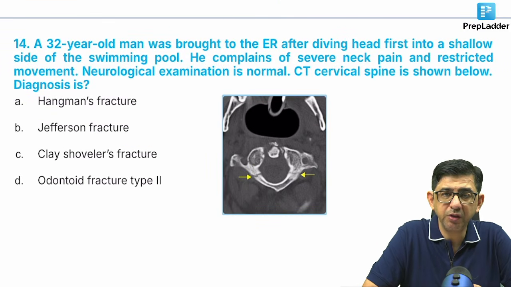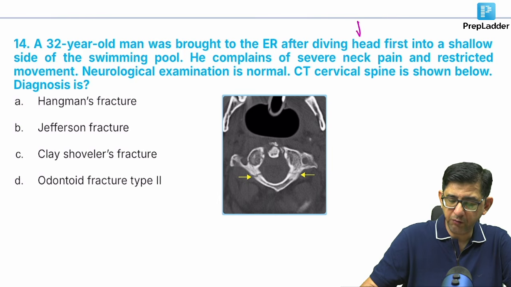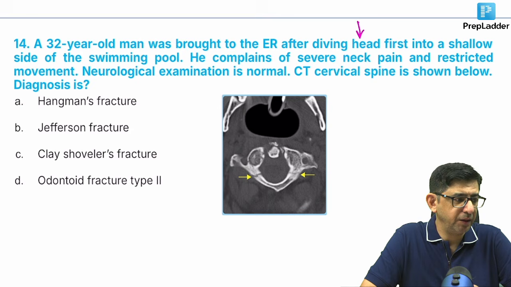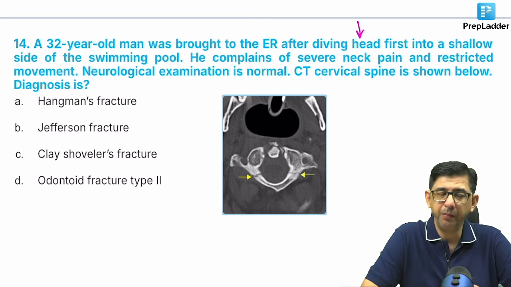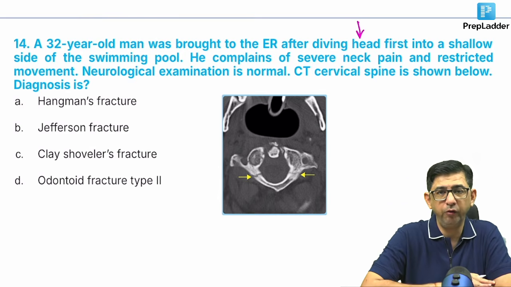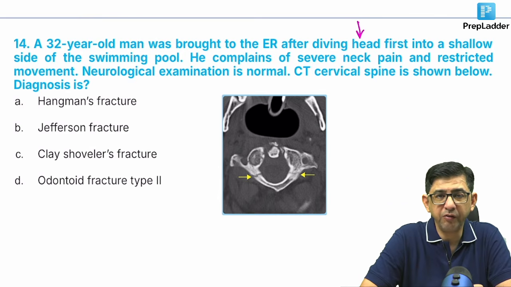This patient was diving into the shallow side of the swimming pool. This patient was very enthusiastic. In Goa, they had booked a mansion, or an apartment, a big penthouse kind of apartment, which was having a swimming pool. But the height of the swimming pool was only 3.5 feet. So when he jumped into the water, the head straight away went and hit the concrete floor, and that resulted in a neck fracture in this patient.